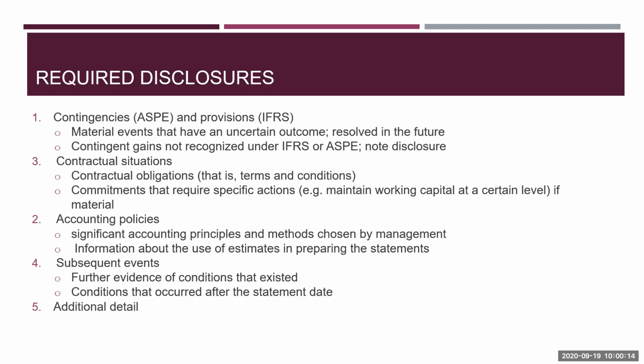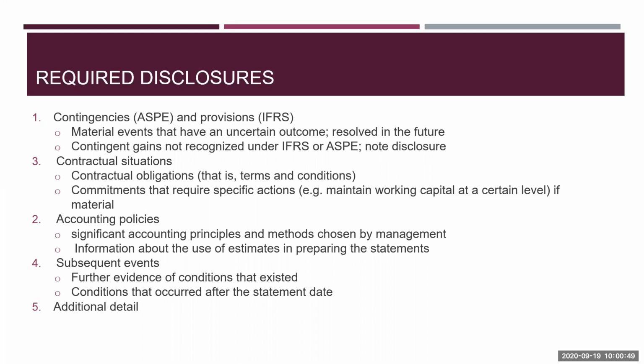So under ASPE, there is a term called contingencies, and the same item is called provisions under IFRS. So basically, these are material events that have uncertain outcome. Okay, the outcome of these transactions is based on a future event. So those are your contingencies and provisions, which have to be disclosed in your financial statement notes. The contingent gains are not recognized under IFRS or ASPE, but you will have to disclose them as notes.